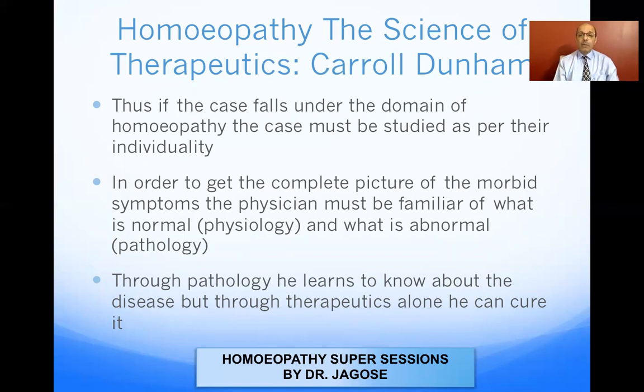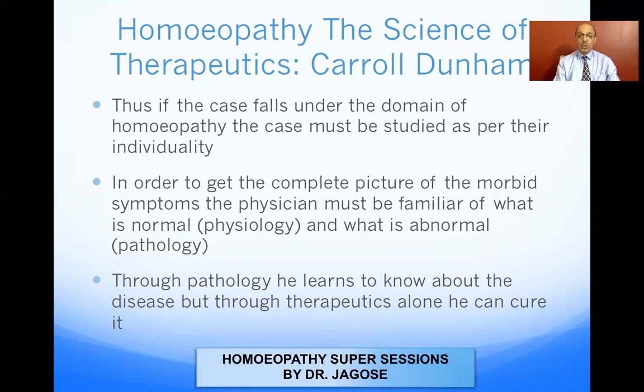In order to get the complete picture of the morbid symptoms, the physician must be familiar with what is normal and what is abnormal. So he must know the normal working of the body, that is, the normal physiological processes of our body: digestion, respiration, elimination, secretion, excretion. All these are the physiological processes, and whatever is abnormal is pathology. Until he knows what is normal, he will not know what is abnormal. Therefore, the study of all these branches is very, very essential.